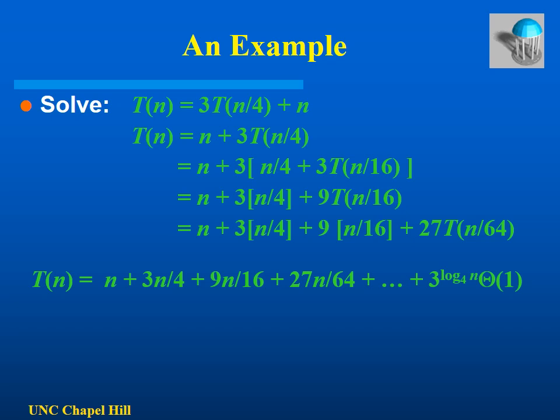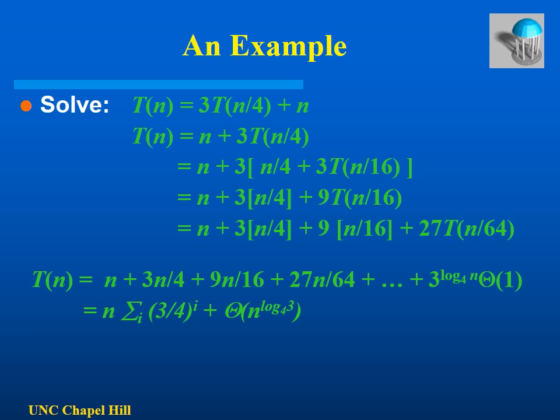And when we get down to log base 4 of n being our threshold or our constant, we have found that we've gone down that many levels. We have 3 to that power times theta of 1. And that's a summation, n times the sum over i of 3/4 to the i, plus some theta of 3 to the log base 4 of n, but that's the same as n to the log base 4 of 3.